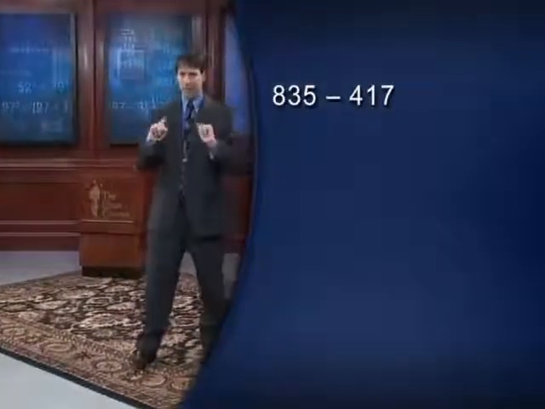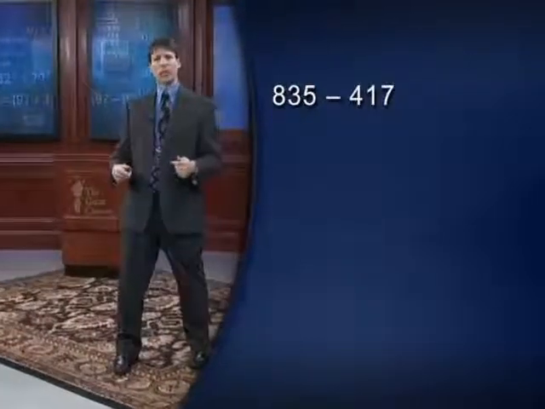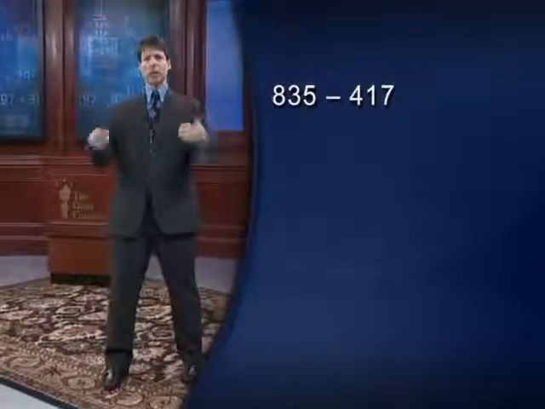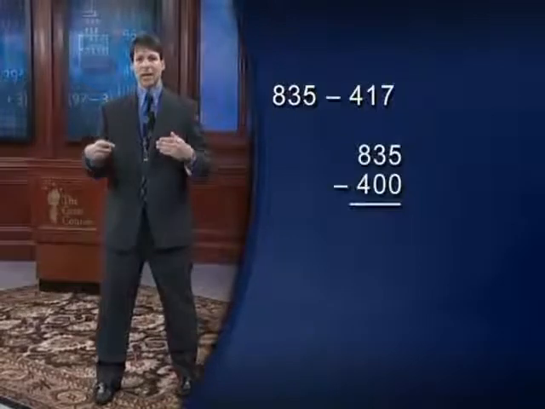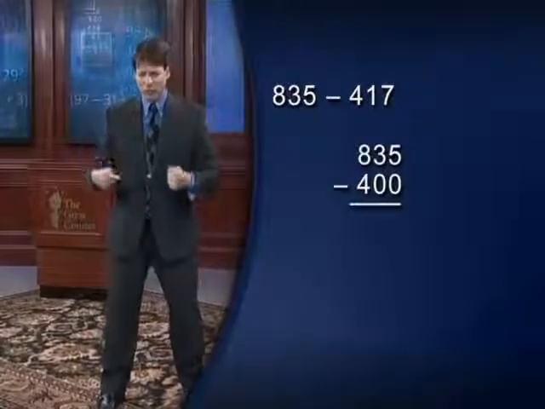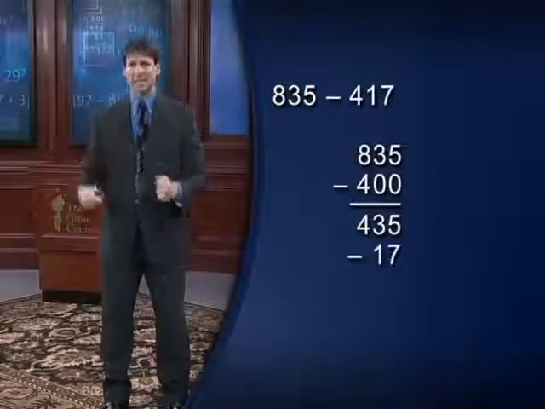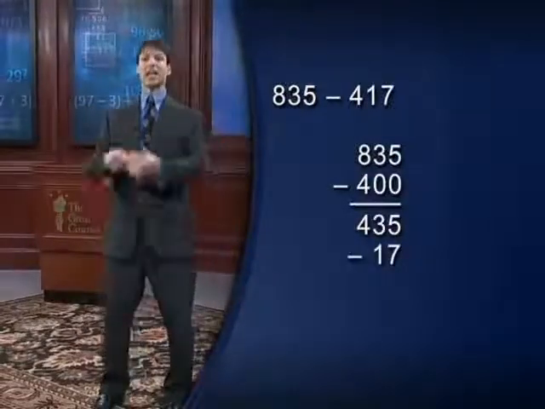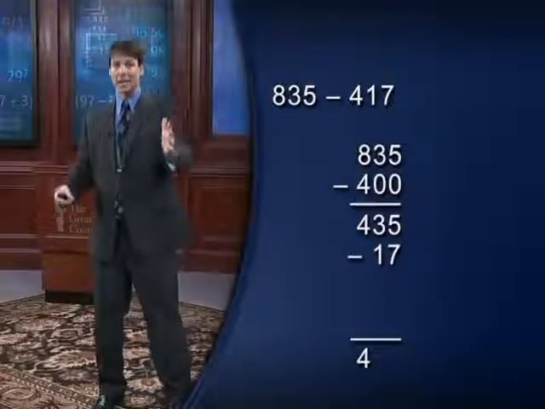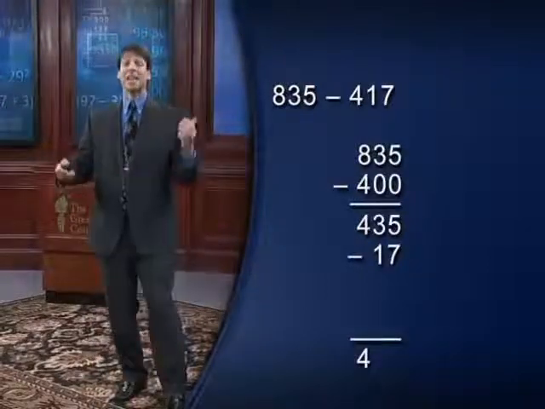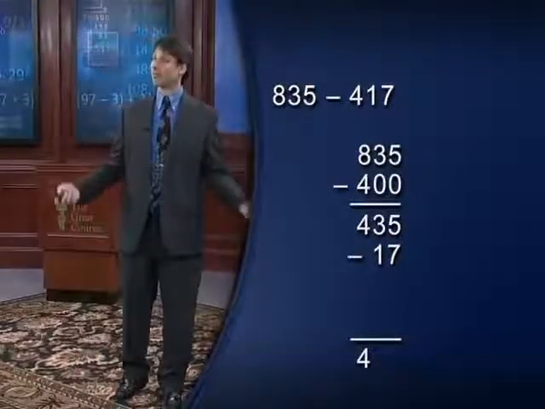Here, let's change the problem slightly to 835 minus 417. New problem here. First, we're going to subtract 400. Okay, so 835 minus 417 becomes 435 minus 17. You could even say the 400 at this point. Say it. 400. Okay, now we'll do 35 minus 17.